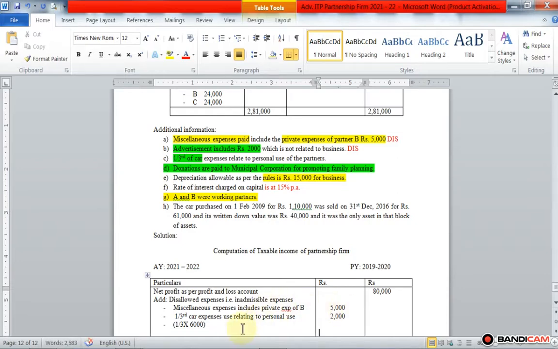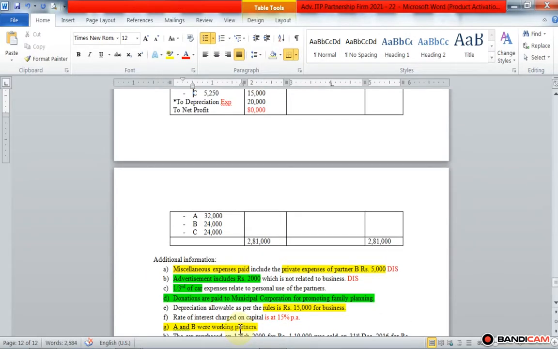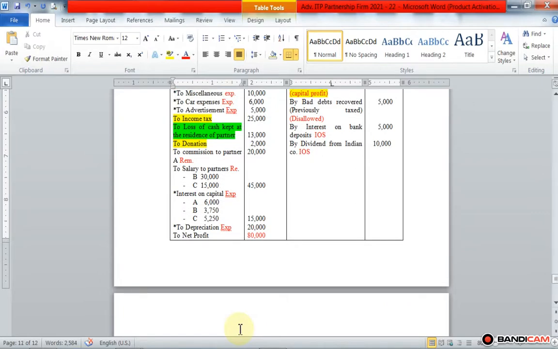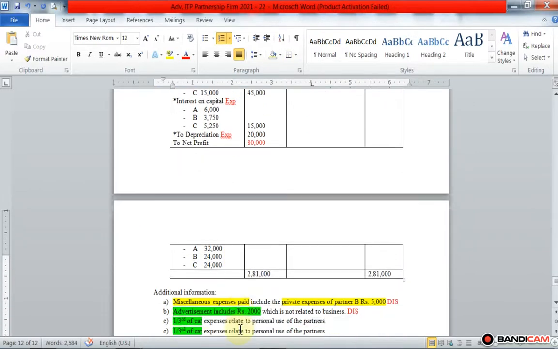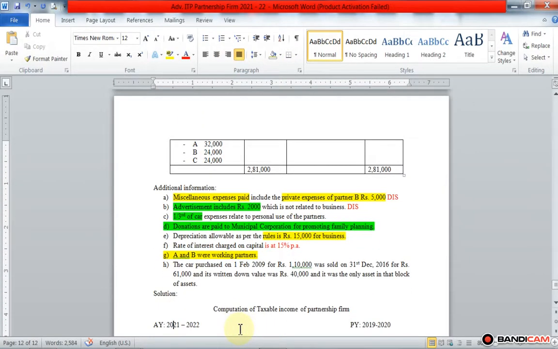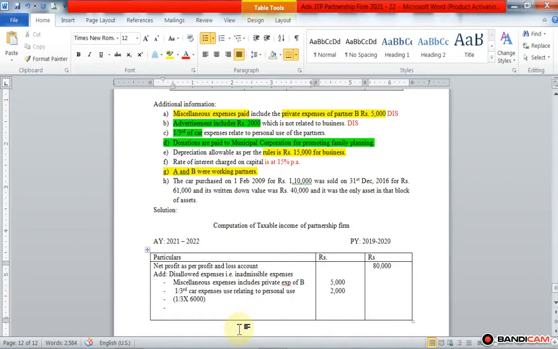Then next expenditure, that is advertisement. Information is also given on advertisement. Advertisement includes rupees 2000 which is not relating to the business. So those expenses which are not relating to the business are disallowed. So advertisement not relating to the business, amounting to rupees 2000.